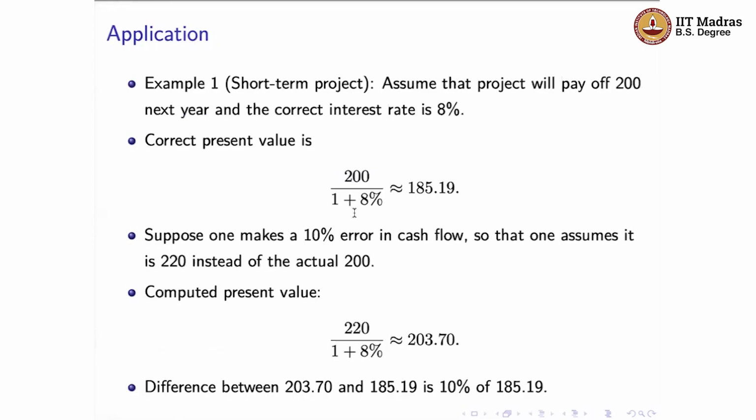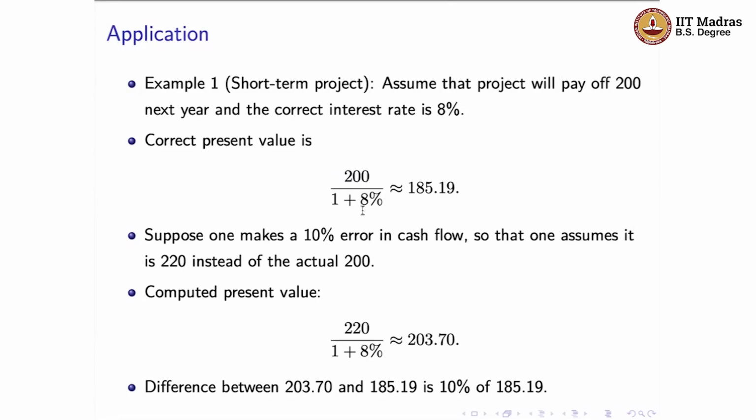In terms of a short-term project, assume that you have a project that is going to pay off 200 next year, and the correct interest rate is 8%. We can calculate the correct present value. This is given by 200 divided by 1.08, and if you do the approximation, this is around 185.19. This is the actual correct value, which you could have computed if you had information about the correct cash flow, which is 200, and the correct interest rate, which is 8%.